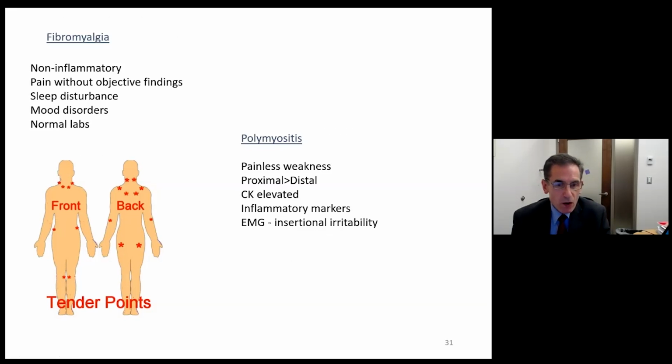Sometimes patients who have myositis can overlap in presentation with fibromyalgia. So the pain associated with fibromyalgia can be in distributions which are similar to what we see in inflammatory myositis. But in myositis, these patients typically have weakness, and it's more notable proximal over distal. And these patients typically have elevated inflammatory markers, elevated CK, and abnormal EMG. Patients with fibromyalgia do not typically have elevated inflammatory markers. They do not have elevated muscle enzymes, and they do not have abnormal EMGs as well.